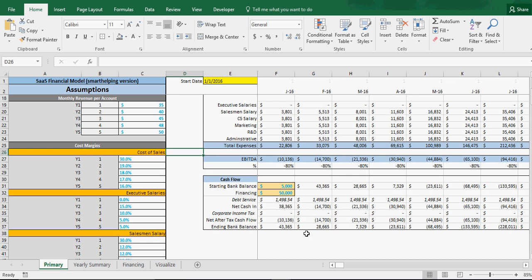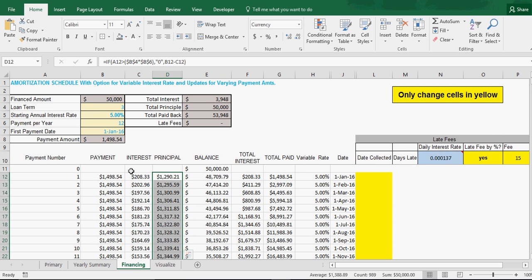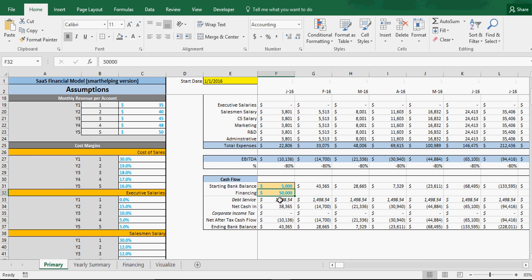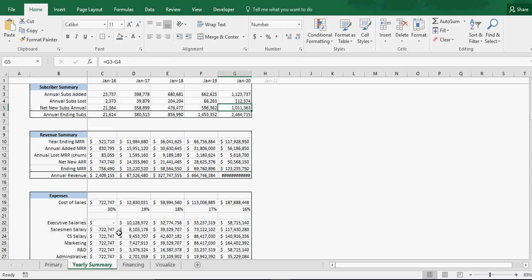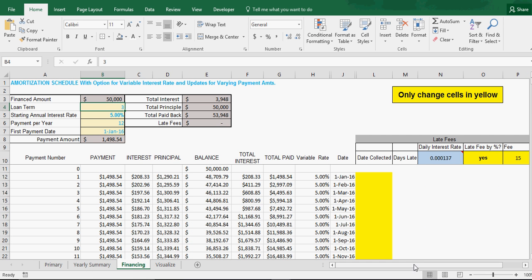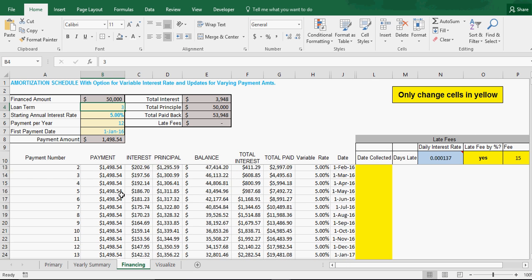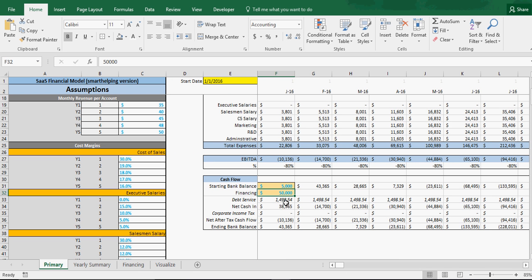Now going down further, I've added cash flow, and this has really gone far and beyond what I've ever seen. So you've got your starting bank balance and your financing. Now this financing is actually plugged into the financing amortization schedule, and it's saying what your payments, interest, and principal are on that loan based on a loan term, and it is actually able to break out what the debt service is for the given year, and it's all based on this schedule. So it gives you the debt service.